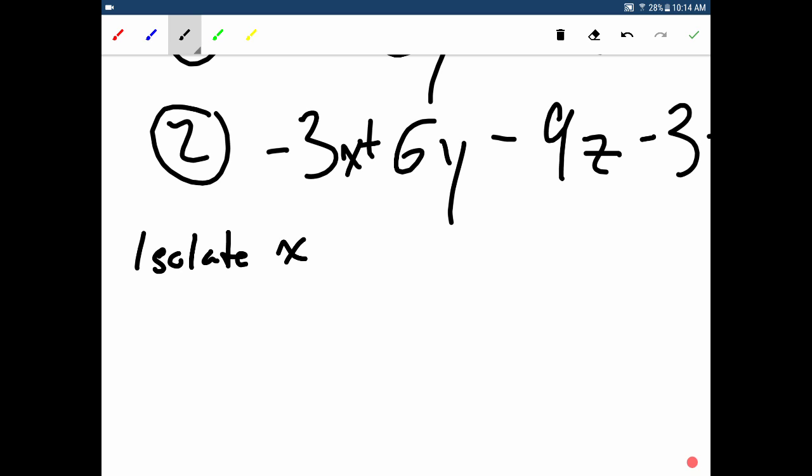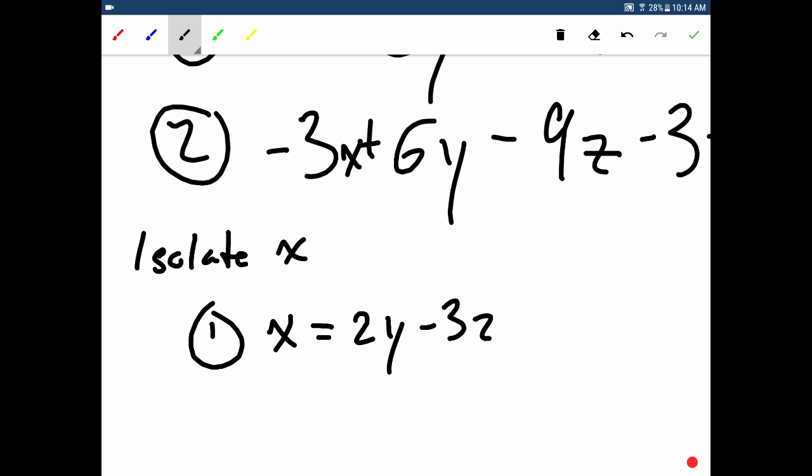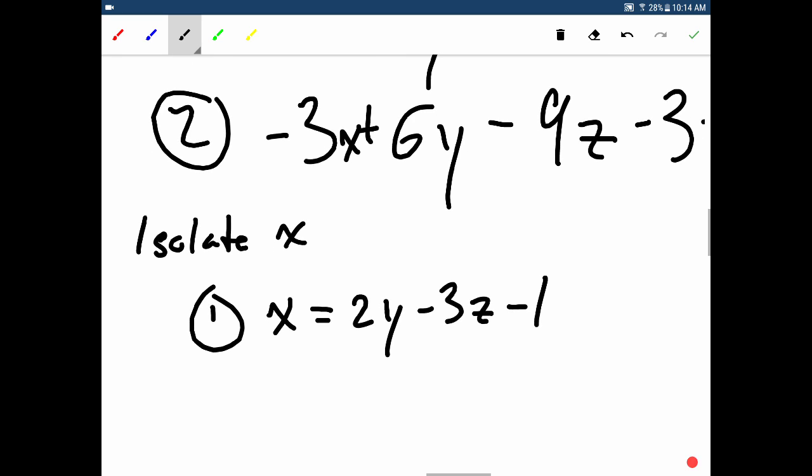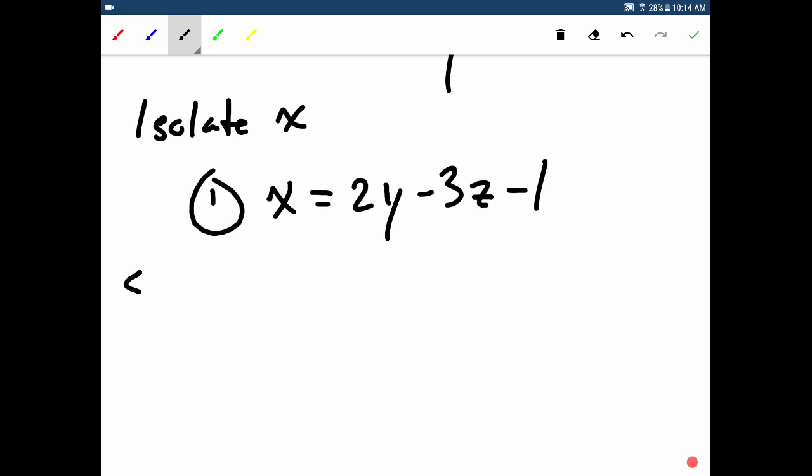And I generally isolate whatever's going to be the easiest, but it doesn't make a difference. And so what I get is that x is equal to 2y minus 3z minus 1. Okay? So what I'm going to do now is I'm going to sub this new equation 1 into equation 2.